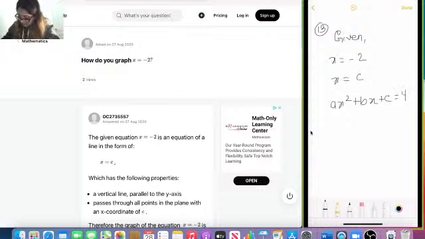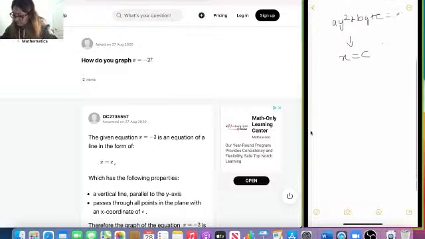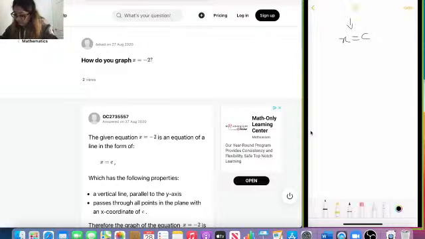So in this case we can say y is equal to c, but they have just changed it, or actually we can just say plus c is equal to x. So from here we can just say x is equal to c. Okay, and so to graph this, it has the property of a vertical line parallel to the y-axis.